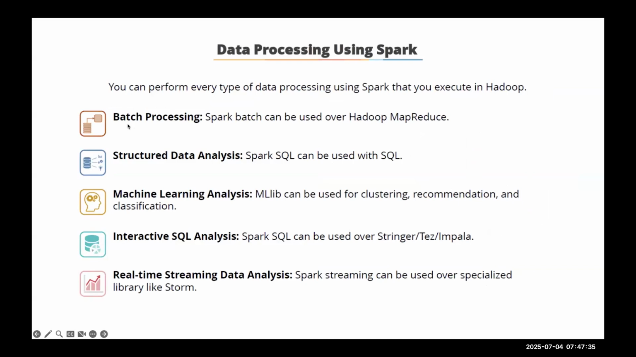I told you about the real time, right? There are two things: batch processing and real time processing. So what is batch processing? For real time processing, I gave you the example of the sensors and e-commerce, right?